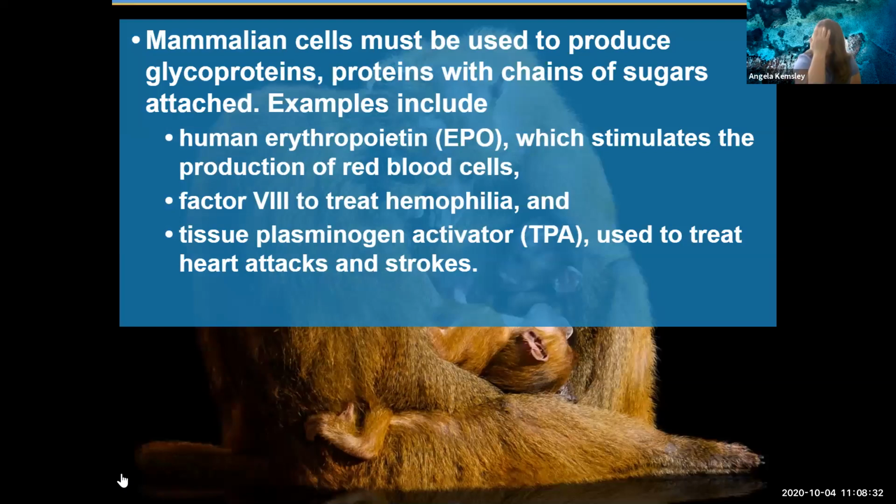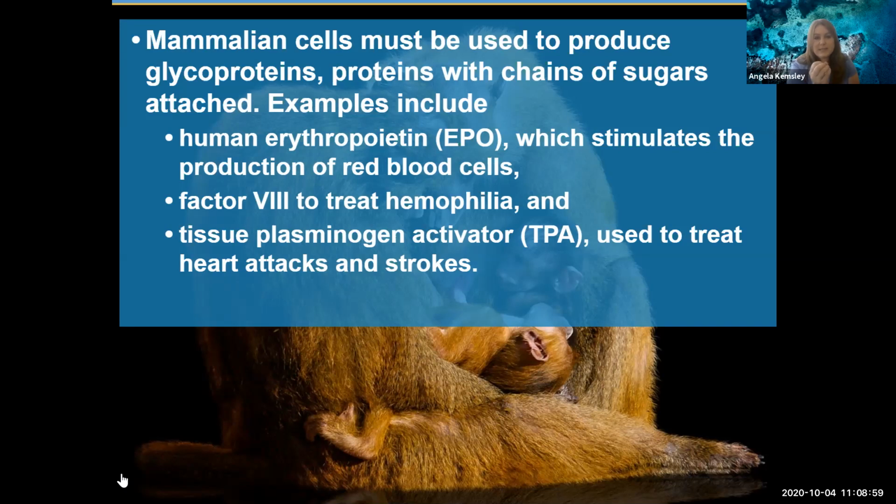So mammalian cells, though, sometimes do have to be used for specific glycoproteins, which are proteins with chains of sugar attached. Some examples include human erythropoietin, or EPO, which stimulates the production of red blood cells, factor VIII to treat hemophilia, and tissue plasminogen activator, TPA, which is used to treat heart attacks and strokes. So if you notice, all of these are medical uses.